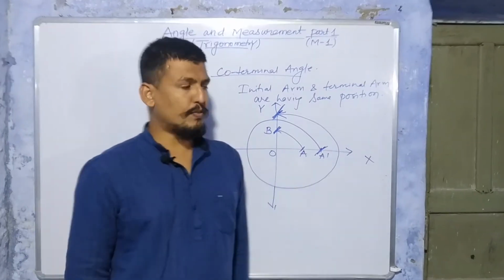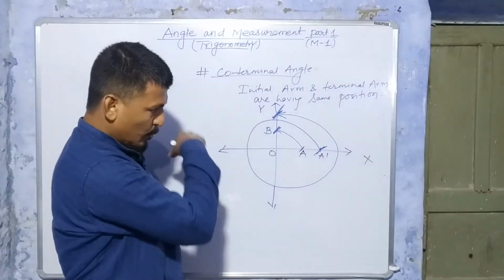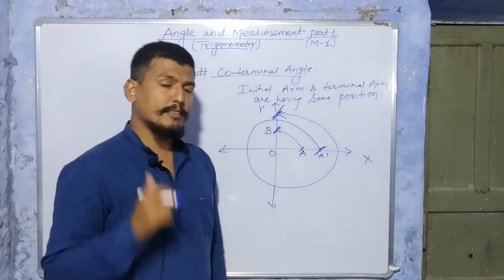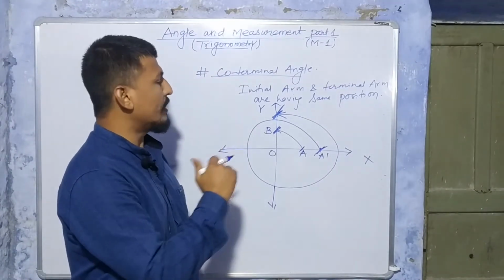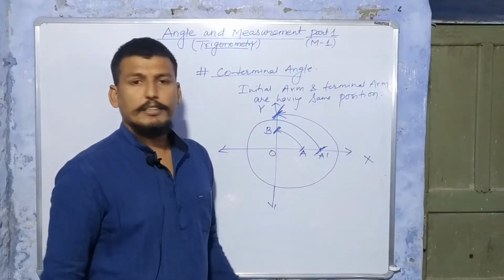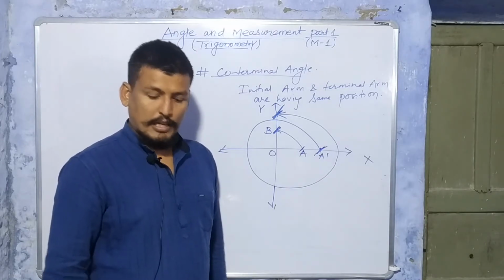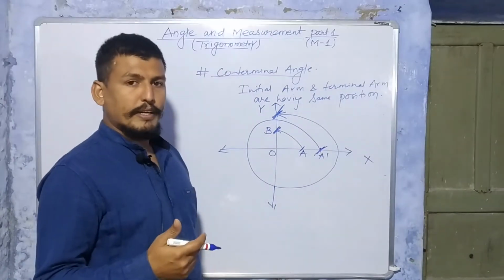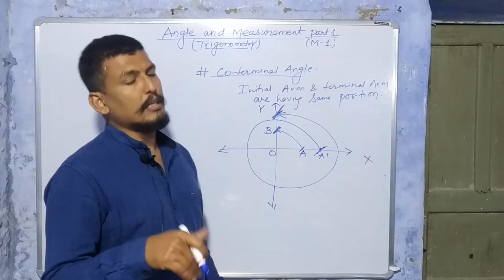Terminal arm. So for both angles, we have OX and OY the same. This pair of angles is called what? Co-terminal angles. This is the first concept. Now, how can you prove that? How can you find out whether two angles are co-terminal or not?